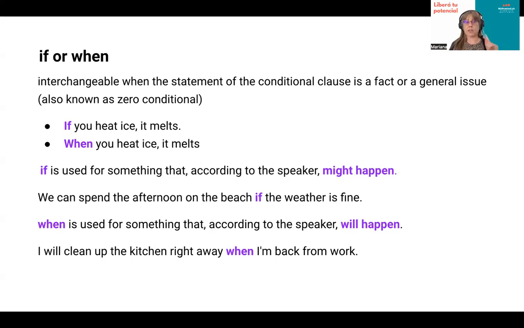But when is used for something that, according to the speaker, will happen. So the speaker is expecting that. I will clean up the kitchen right away when I'm back from work. So when I come back from work, I will do it. So we are sort of saying that I will do it. It's a fact. So that's the difference between when and if. If you use if, va a suceder si y solo si el clima lo permite. Ahora, el cuándo marca que lo voy a hacer en algún momento, pero cuando vuelva, en este caso. Okay? Is that clear? I hope so.